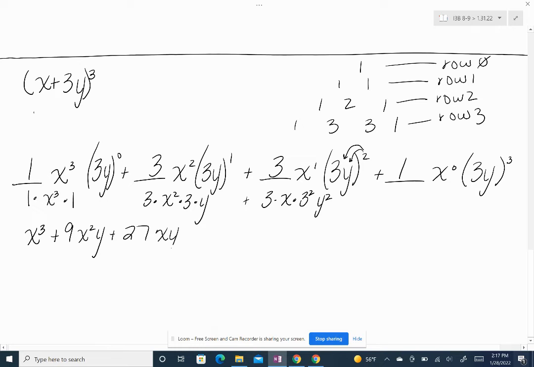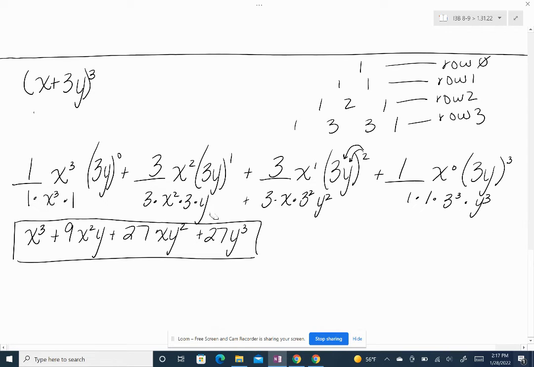So x, y squared. And then this is 1 times 3 cubed times y cubed. So 1 times 1, yeah. 3 to the power of 3 is 3 times 3, 9, times another 3, which is 27. So it's going to be 27 y cubed. This would be your answer.